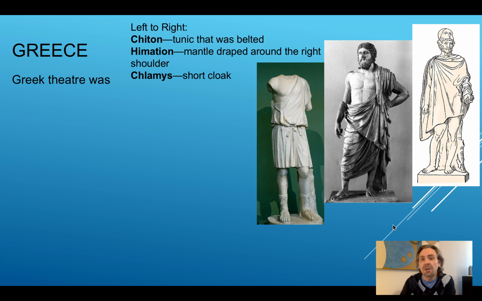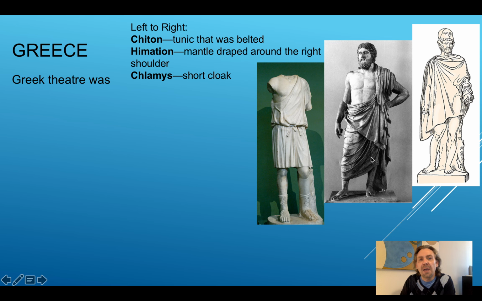The image here on the left is called a chiton. It is a tunic that is belted at the waist, and essentially it is a rectangular piece of material, and it wraps around the body to be belted and is ultimately pinned, usually pinned on the shoulder.